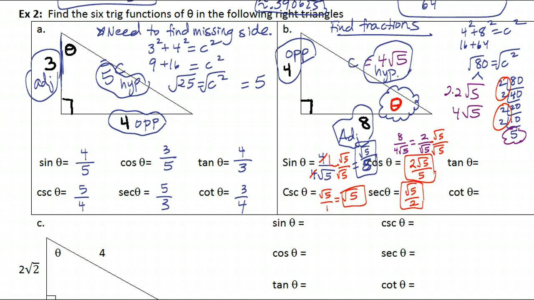And thank goodness, once I get to tangent, it's opposite over adjacent, which is just 4 over 8, phew, which is 1/2. So that one was easy. And then take the reciprocal of 1/2, and you get 2 over 1, which is just 2 for cotangent.